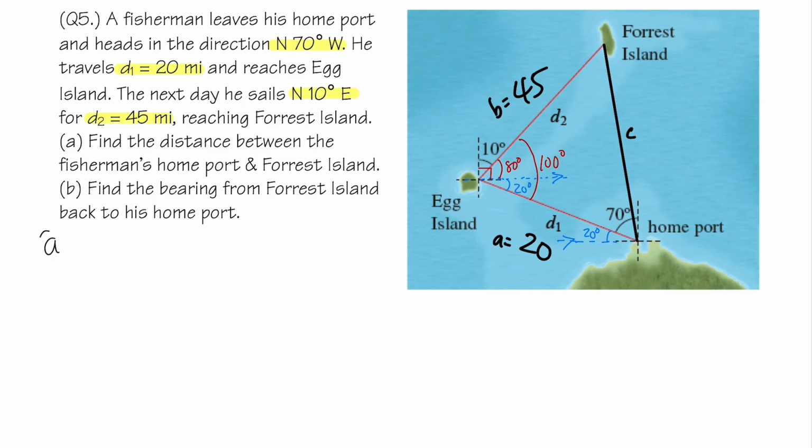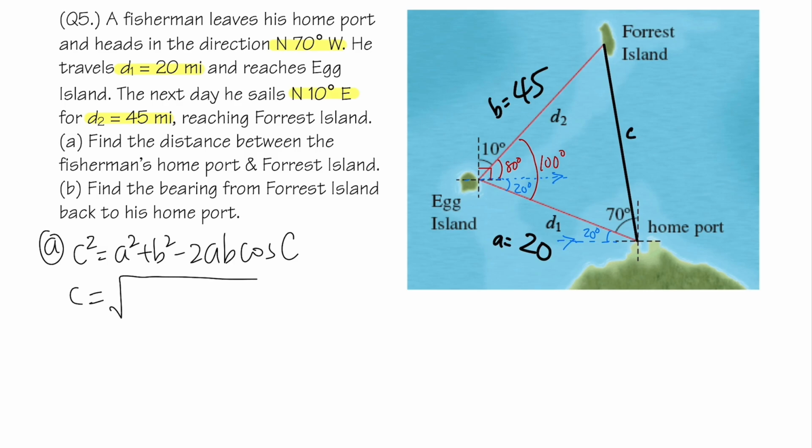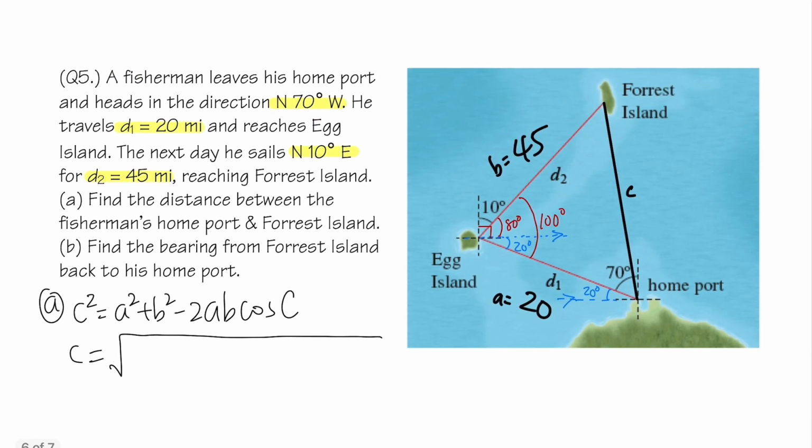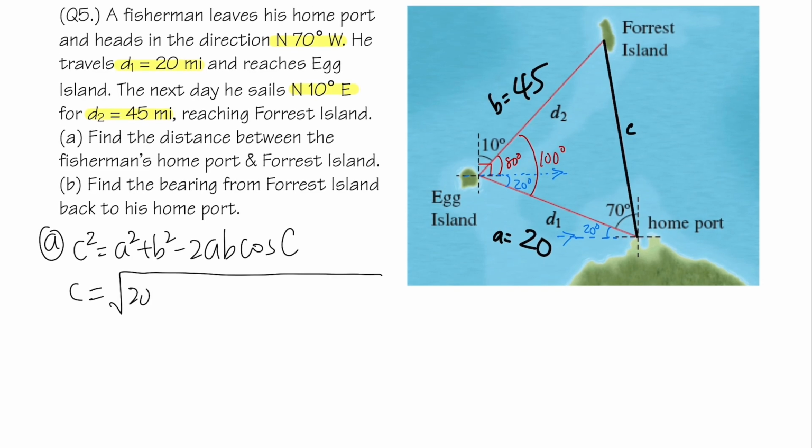So part A, little c squared equals a squared plus b squared minus 2ab times cosine C. Take the positive square root on both sides and throw in the numbers. A is 20. It's a size of 20 miles. A is 20 squared plus B is 45 squared and then minus 2AB times cosine of 100 degrees.